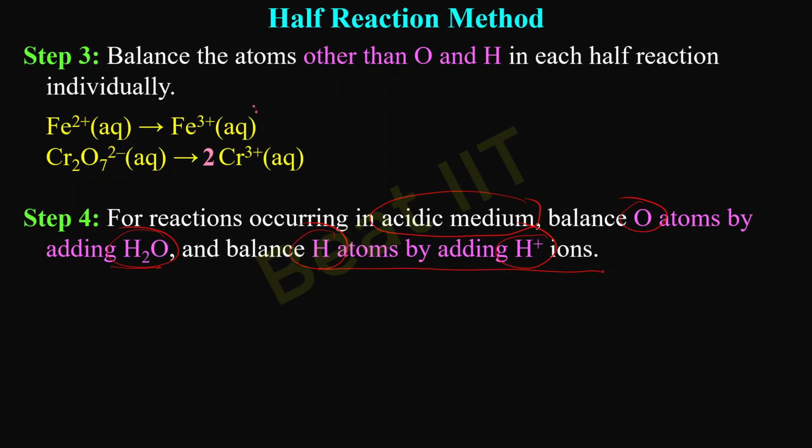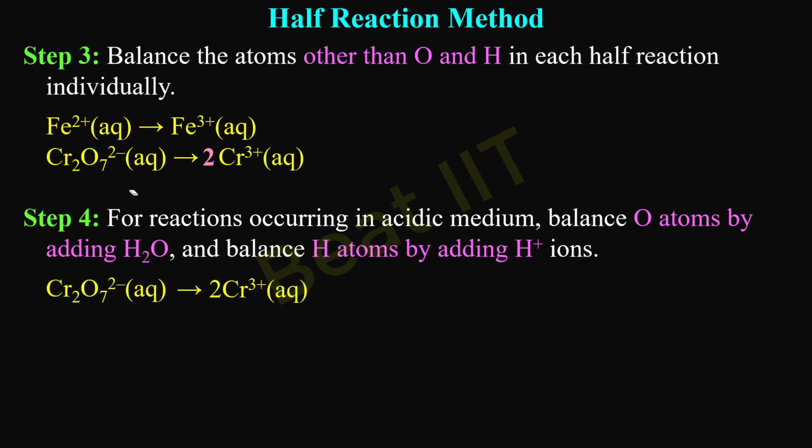So if we see here, we don't have oxygen or hydrogen. We don't need to bother about the oxidation half here, but we do have oxygens in dichromate ion, and there are 7 oxygens here. So we need to add 7 H2O on right hand side. Now we have 7 oxygens on both sides. Now we need to balance the hydrogen. To balance hydrogen, we need 14 hydrogens on the left hand side. We already have 14 hydrogens on right hand side, so we will add 14 H plus on left hand side.